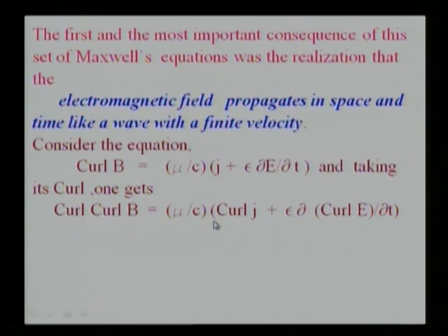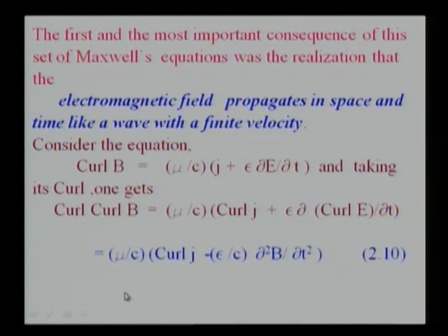Now consider the equation curl B equal to mu upon C J plus delta E by delta T, and taking its curl, one gets curl of curl B is mu upon C into curl J plus epsilon times delta of curl E upon delta T. That is, you just use the fact that curl E is minus delta B by delta T. Therefore, it gives minus mu by C curl J minus epsilon by C delta squared B by delta T squared.